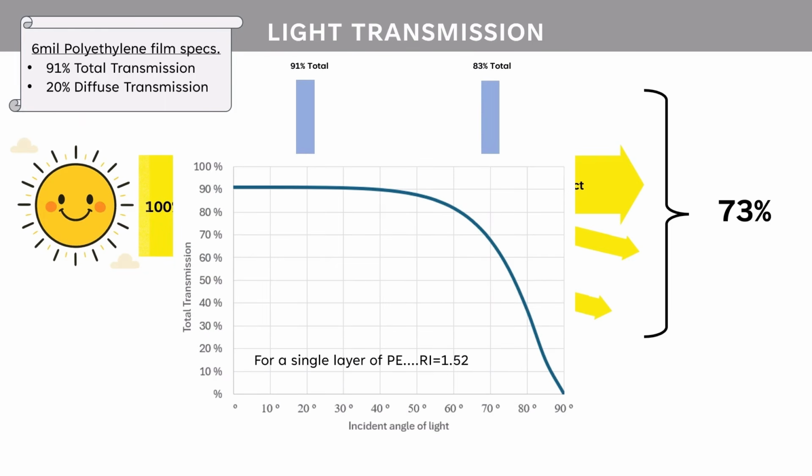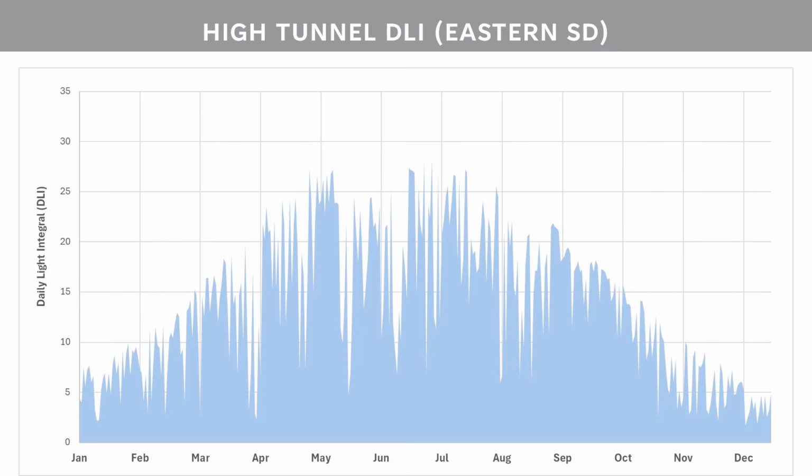Anyway, I thought we were talking about growing stuff and not physics. All right, back to our high tunnel DLI data. How much light do we even need to grow tasty fruits and veggies?